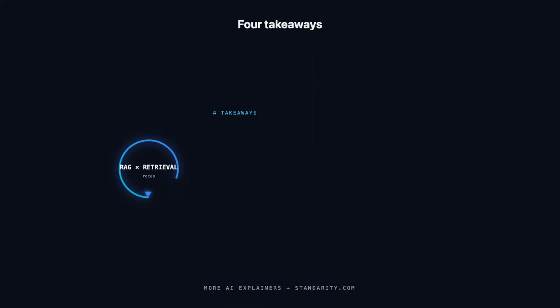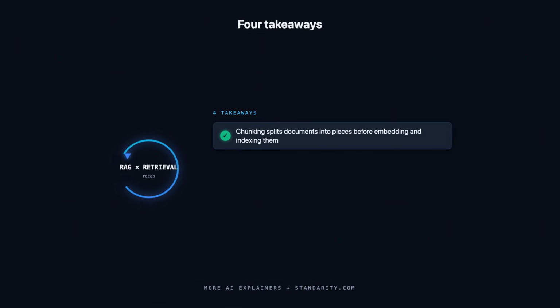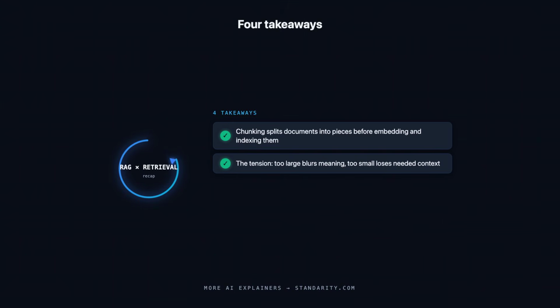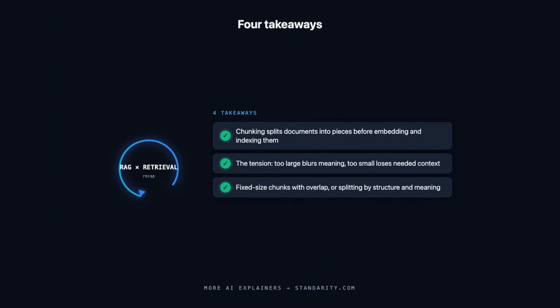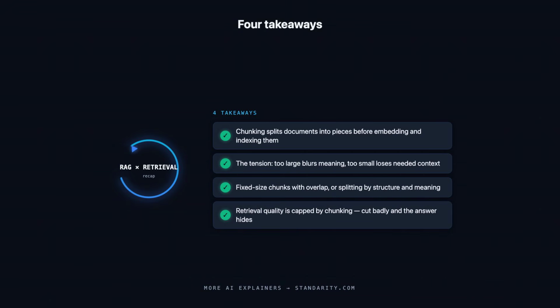All right, let's lock in the essentials. Chunking splits your documents into smaller pieces before embedding and indexing, and that quiet choice heavily decides whether retrieval actually works. The central tension is size. Too large, and the embedding blurs across topics. Too small, and each piece loses the context it needs to be understood. Common tactics are fixed-size chunks with a little overlap, and smarter splitting that respects paragraphs, headings, or shifts in meaning. Retrieval quality is capped by chunking, since a badly cut answer can never be surfaced cleanly.